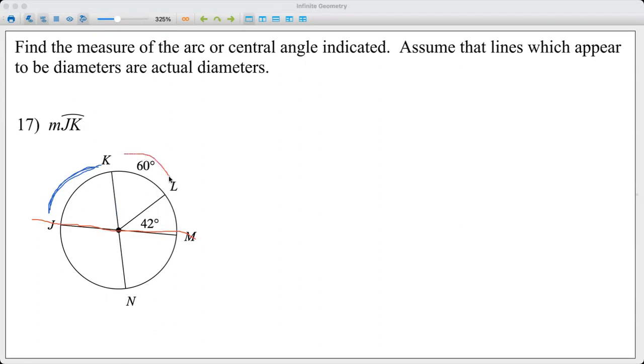Because look, I've got angle 60 right there. Central angles are equal to arc measurement, so that would be 42 for this one right here. I'm getting that from the central angle. And so I'm only missing the blue part, JK, which is what I want.